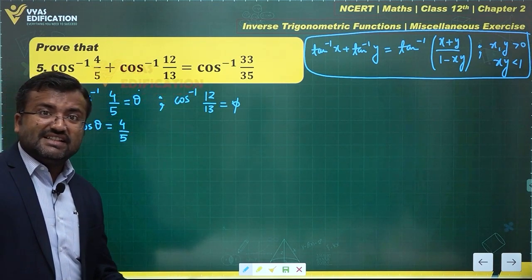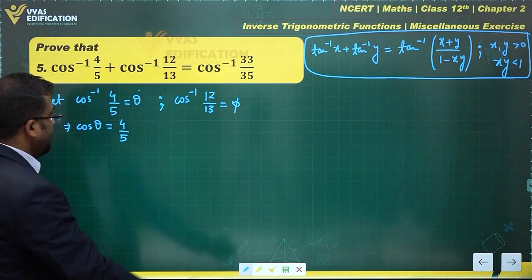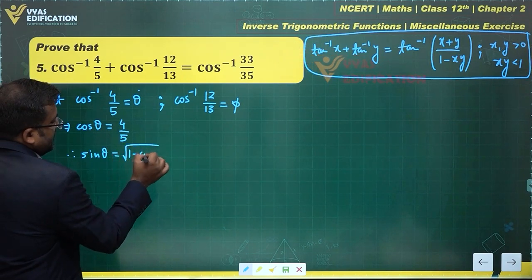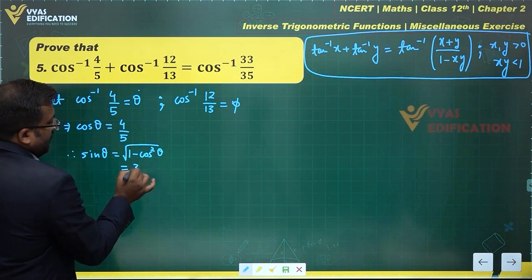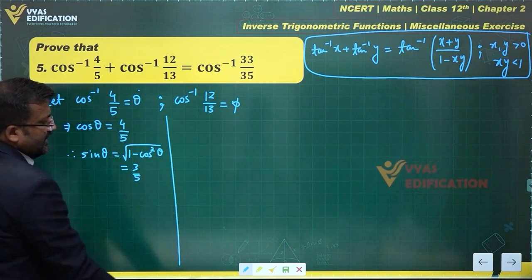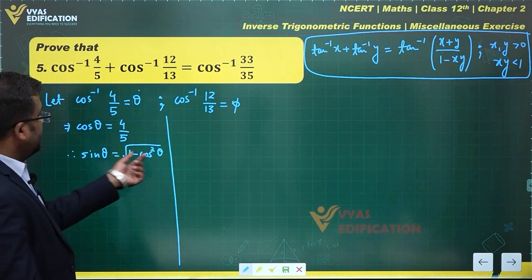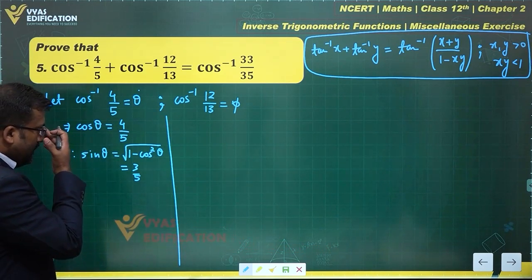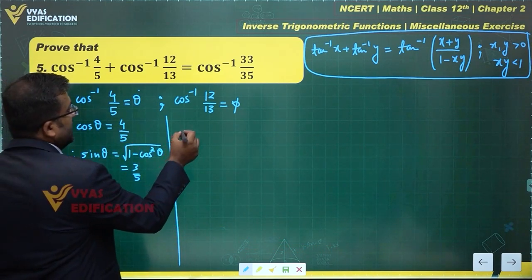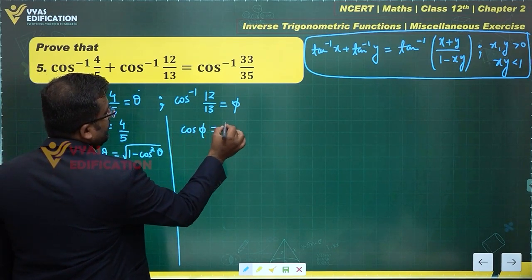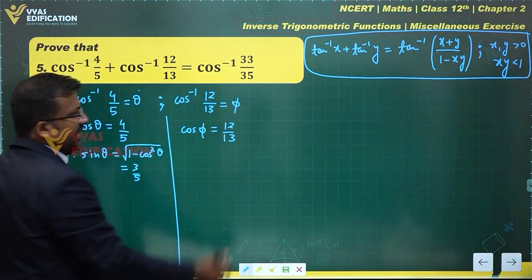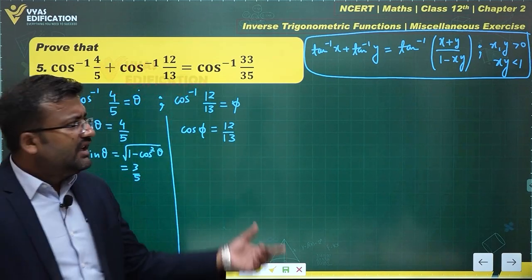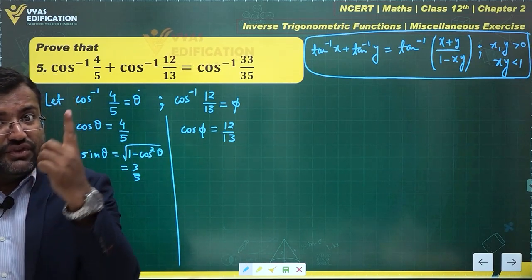Since theta lies in the first quadrant, sin theta will be positive. Therefore, sin theta, which is under root of 1 minus cos square theta, will be equal to 3 by 5. You can easily get that from 1 minus 4 by 5 whole square, or the Pythagoras theorem. What about this one? Cos phi is equal to 12 by 13. Once again, since phi is the output of cos inverse, it would lie in the first or second quadrant. Since cos phi is positive, phi lies in the first quadrant.